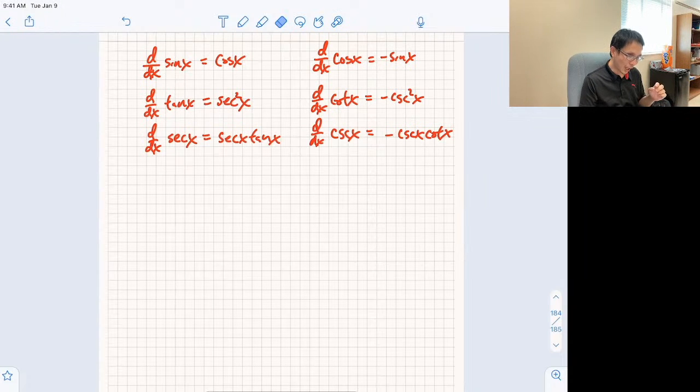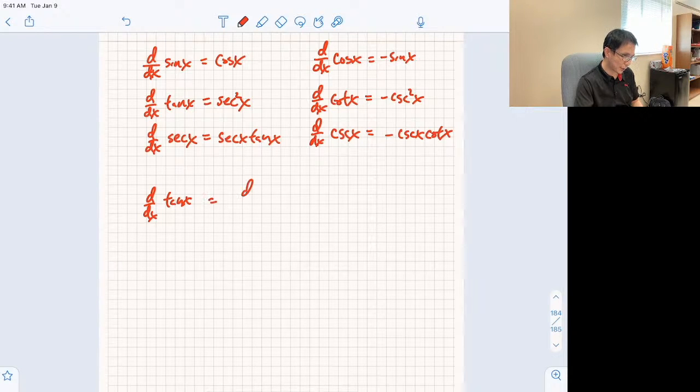Okay, so also you have to understand a lot of things about these derivatives. Do you guys understand why the derivative of tangent is equal to secant squared? No. So you don't actually have to memorize it. d/dx of tan of x. The derivative of tangent of x is basically the derivative of sine of x over cosine of x.